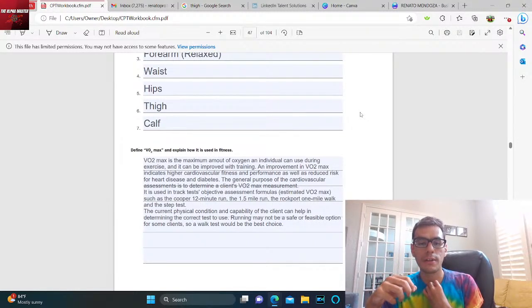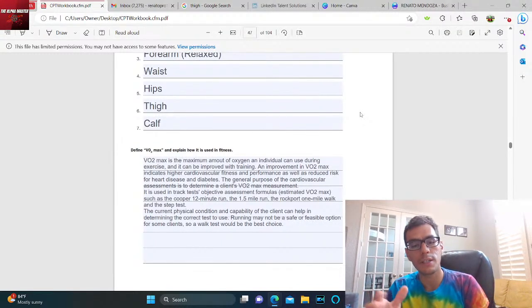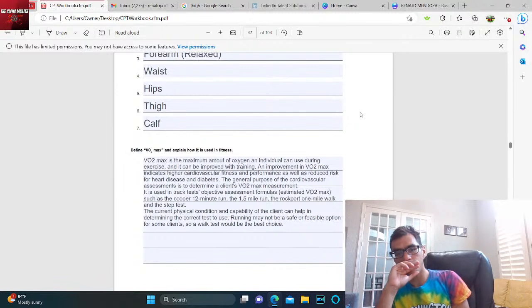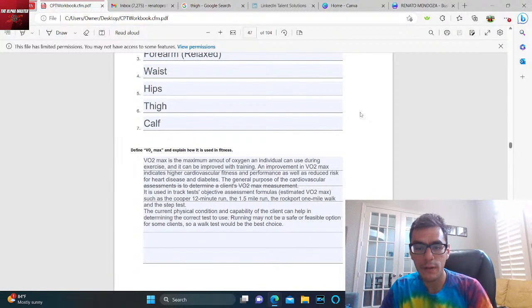The general purpose of the cardiovascular assessments is to determine a client's VO2 max measurement. It is used to track test objective assessment formulas, like the estimated VO2 max, such as the Cooper 12-minute run, the 1.5 mile, the Rockport 1 mile walk, and the step test.